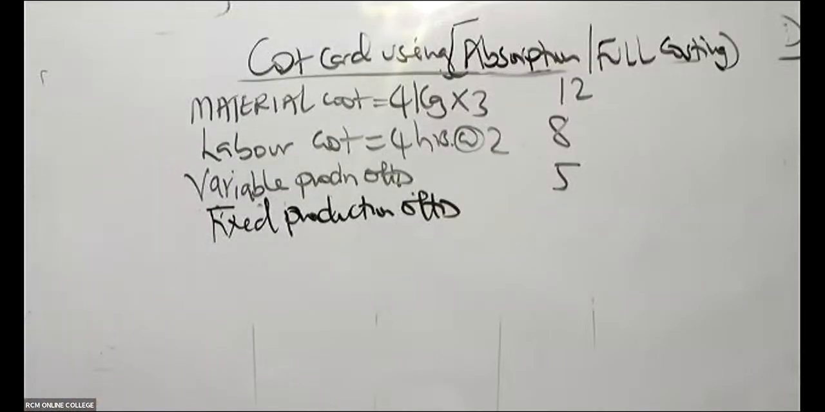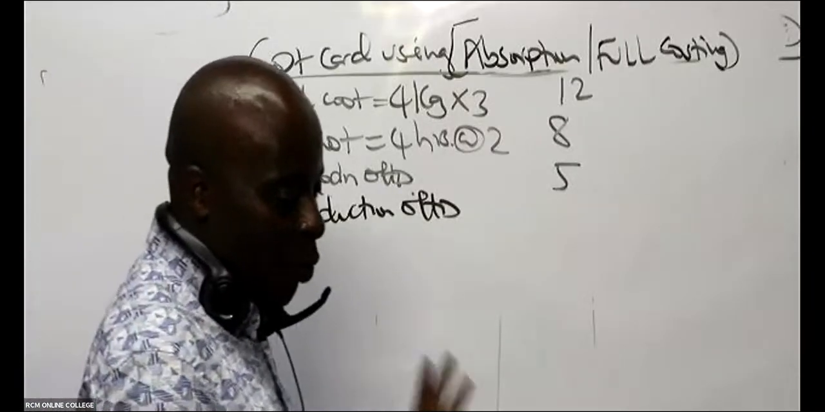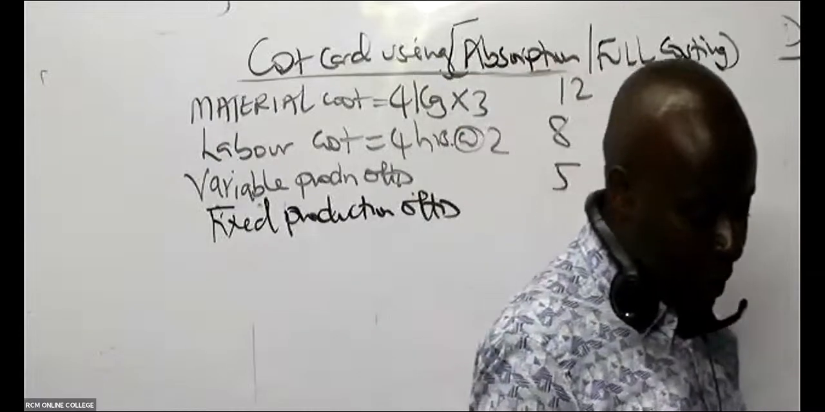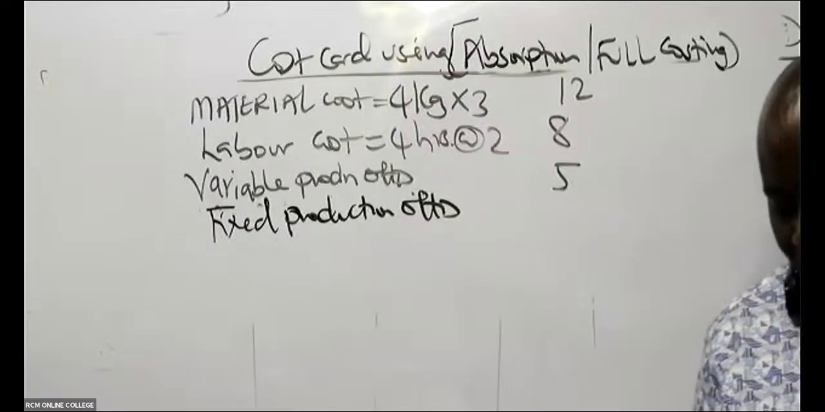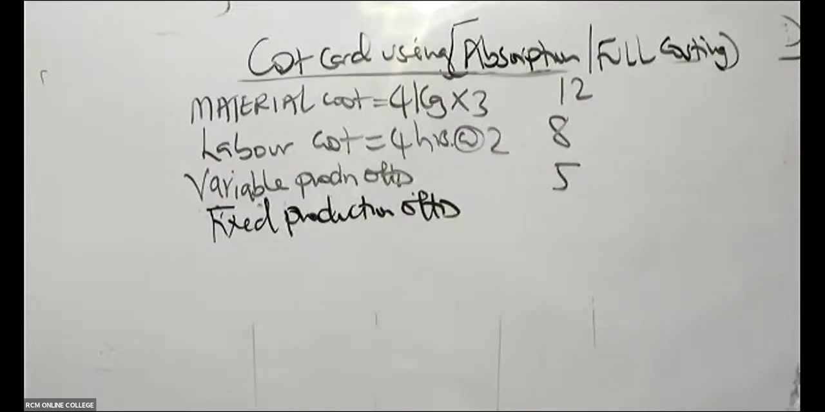This is number 2, cost card using absorption, or what we have also called in the past, full costing. Is that okay? Full costing. What we have also called full costing.